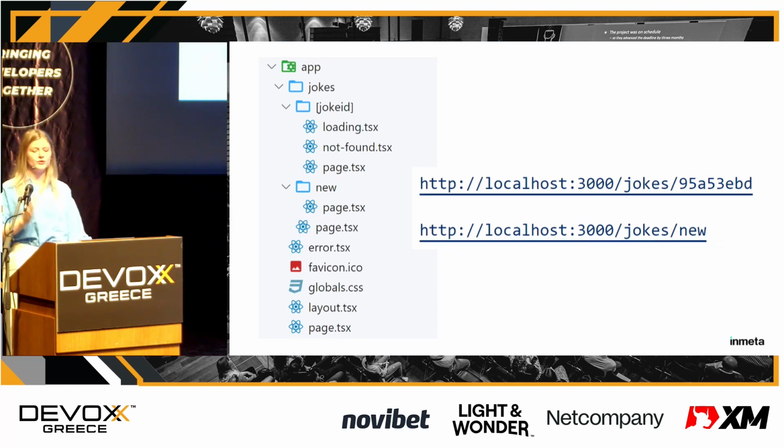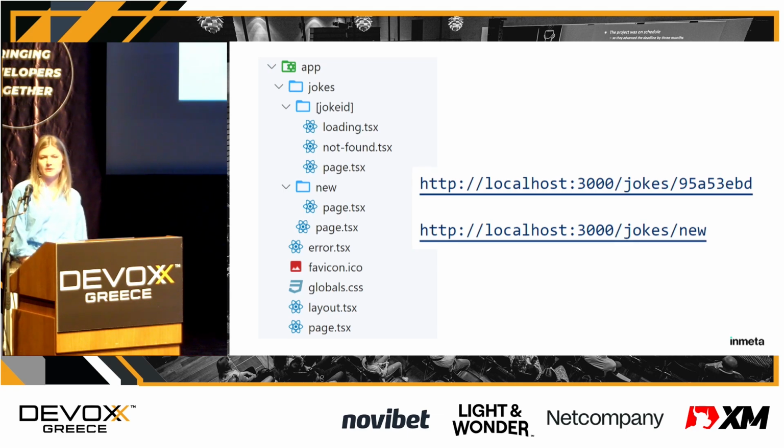In the app router, you define routes by making folders containing a page.tsx. That makes it a valid route. I have some routes here. It's /jokes and then a /new and /jokeId subroute, which is a dynamic route, meaning it's parameterized.